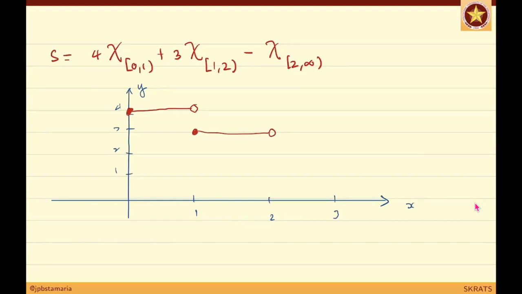Tapos, sa 2 to infinity, ang value niya ay, ano yung sabihin ng minus? Negative 1. So, bababa tayo dito. Negative 1. Mula dito sa 2, papunta ng infinity. Oh, how about in all other points? In all other points, it is just 0. No? Kasi pag lahat ito off, 0 lang yung value ng S. So this is an example of a simple function.